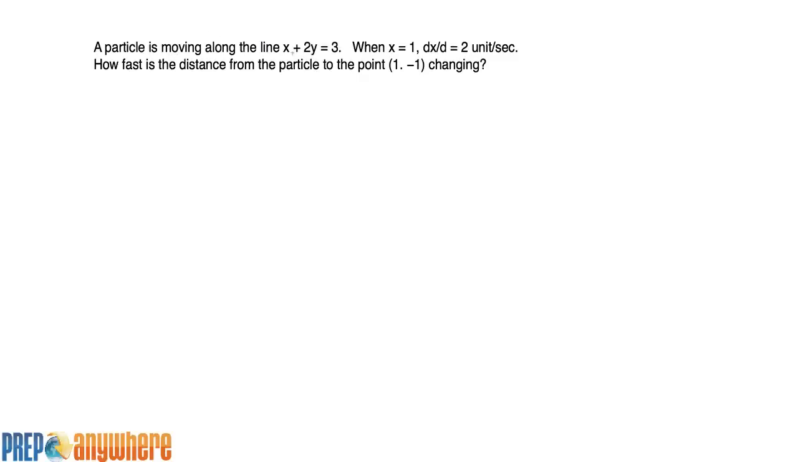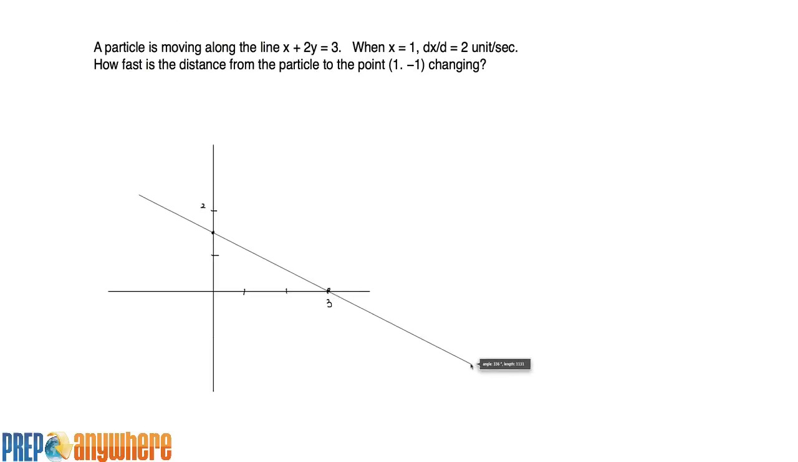Particles are moving along the line x plus 2y equals 3. So let's draw that. Okay, approximately. Now when x equals 0, the y-intercept is going to be 3 over 2, which is 1.5. So that's the y-intercept. If you set y equal to 0, it has an x-intercept of 3. So we're talking about a line that roughly looks like that.